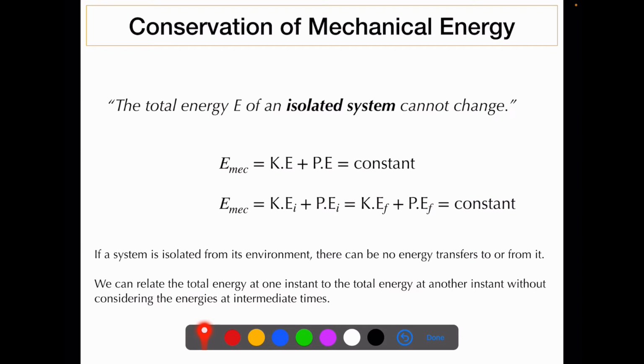Since we are considering this as an isolated system, it is considered isolated from the environment, therefore no energy transfers to or from it can take place. So when we talk about some principles and some laws, we confine ourselves, we apply some constraints and limitations under which that law exists.